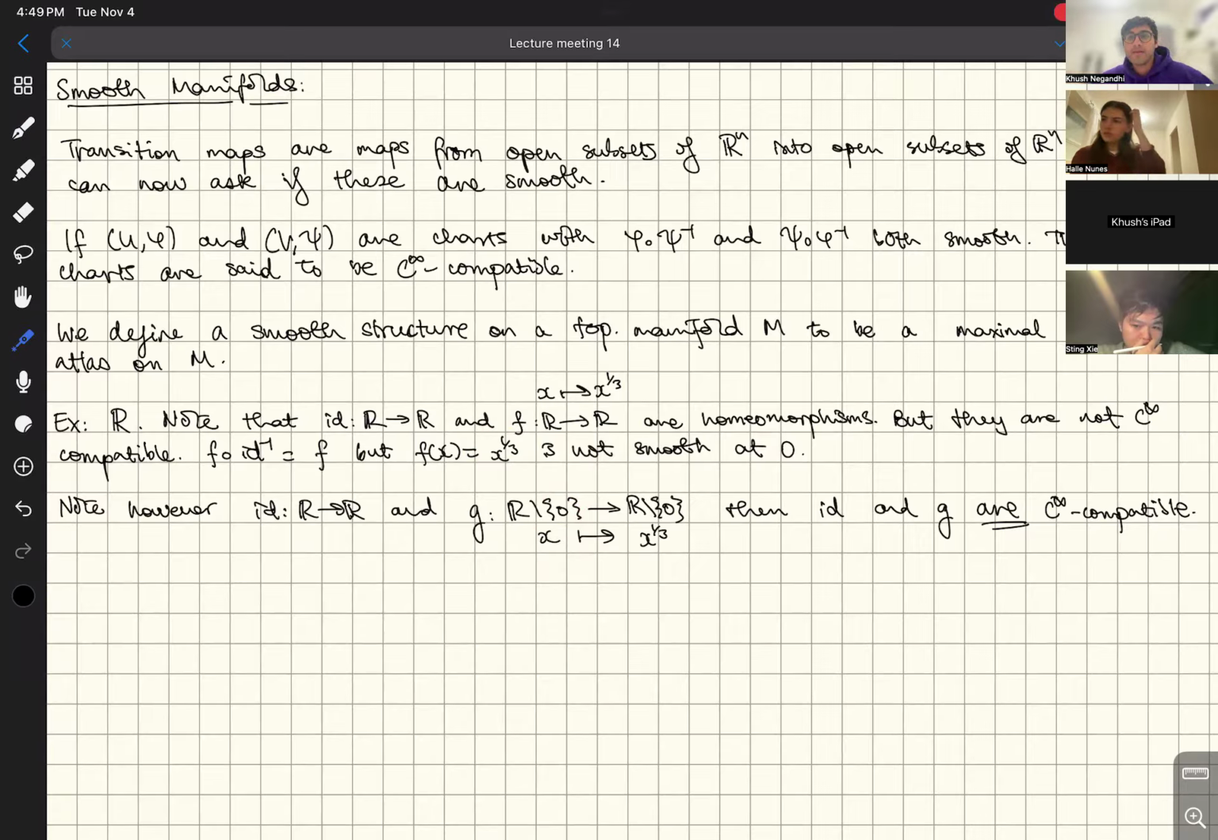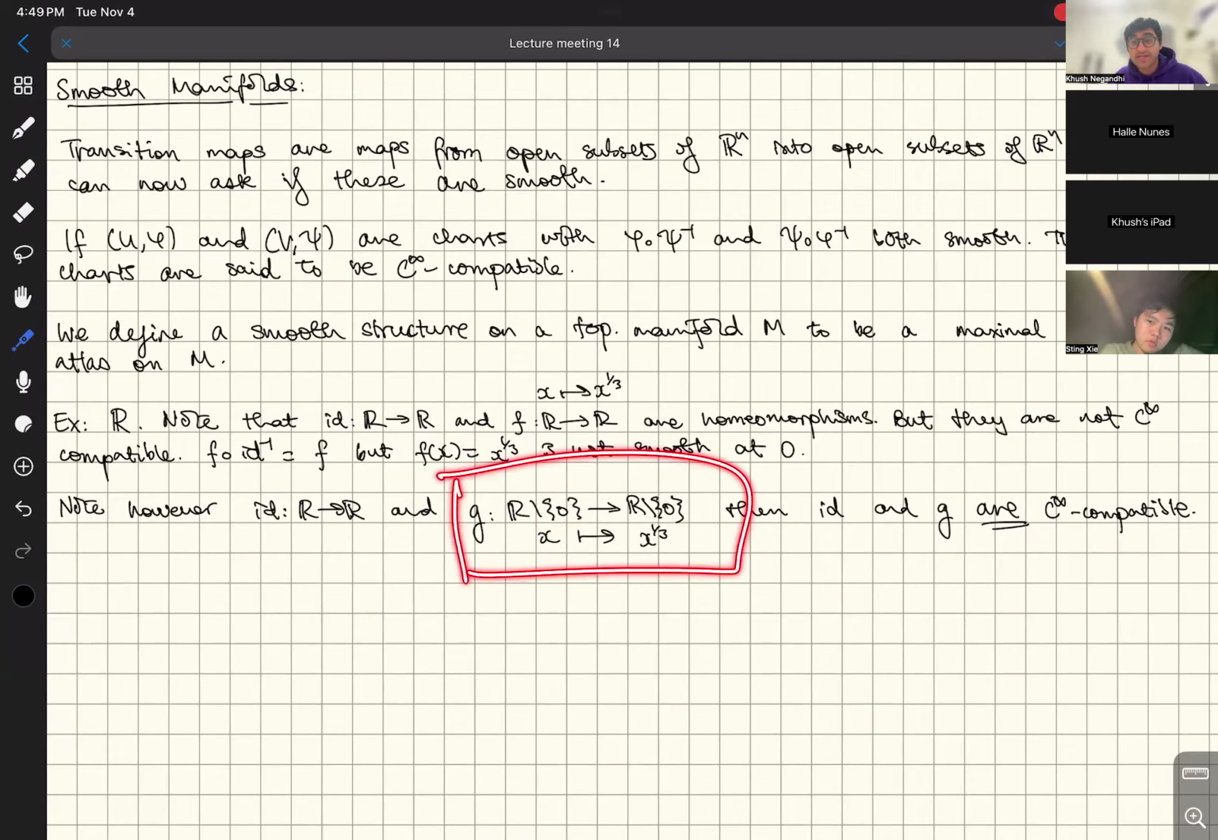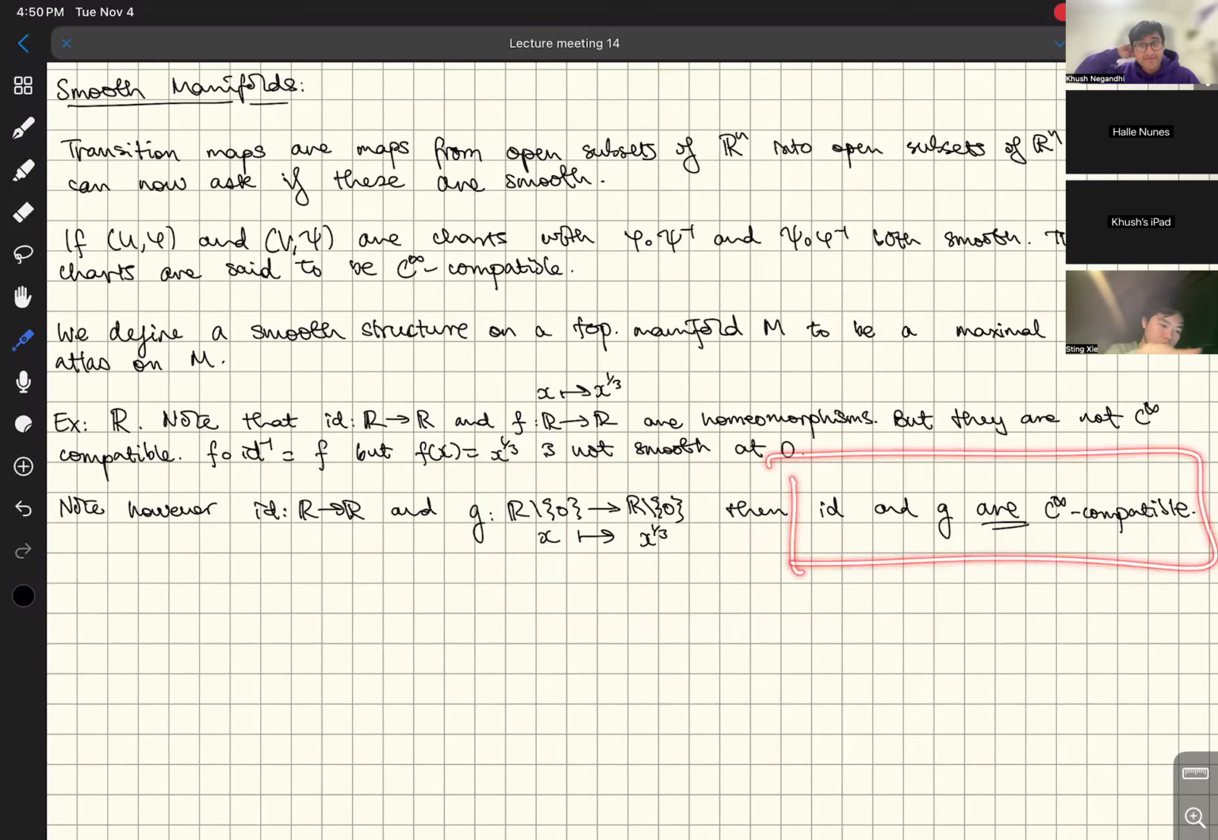Are there any questions on this fact? One thing I would urge you to do is check that g is a chart, so check this. And then convince yourself that they are C infinity compatible. If there's no questions, I'll move on.